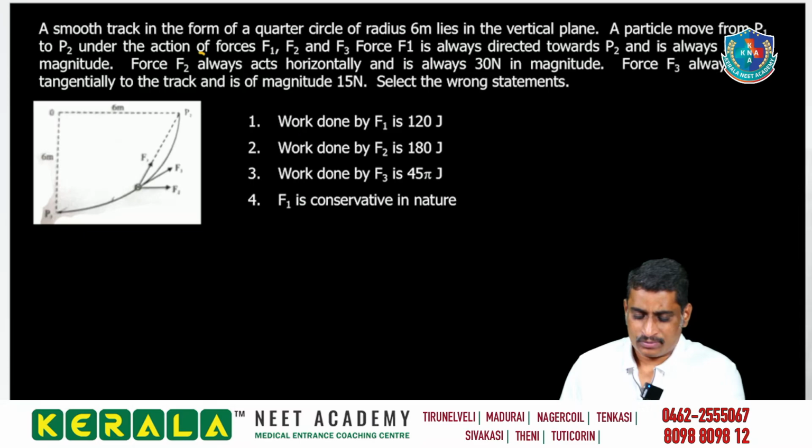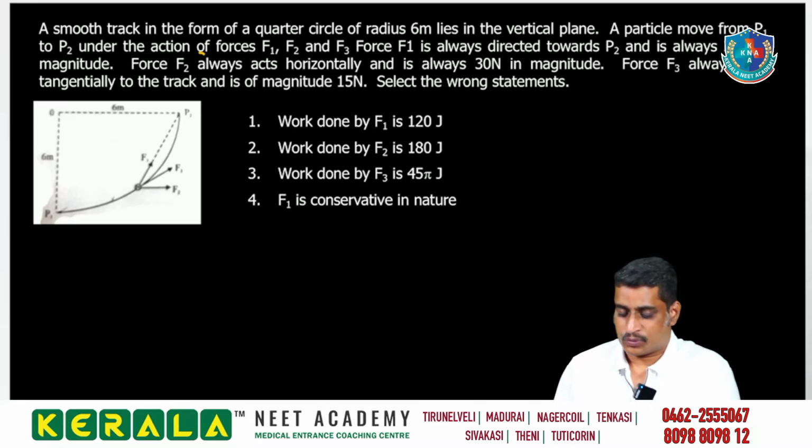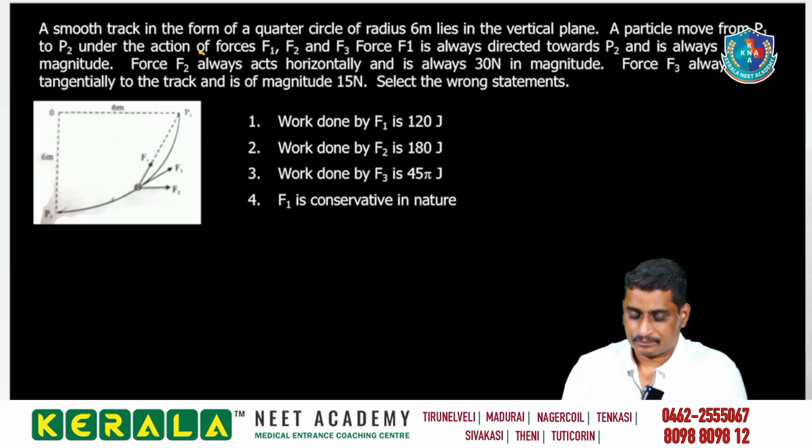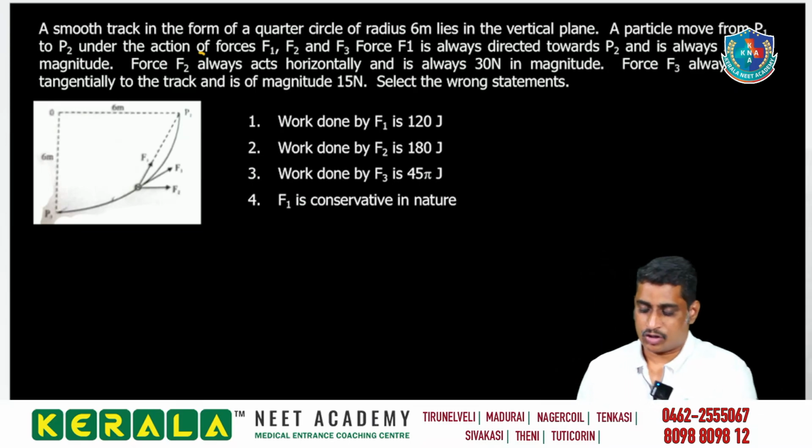Okay, the next question. A smooth track in the form of a quarter circle of radius 6 meters lies in the vertical plane. A particle moves from P1 to P2 under the action of three forces, always directed towards P2. Force F1 is always directed towards P2 and is always 20 Newton in magnitude. Force F2 always acts horizontally and is 30 Newton in magnitude. Then they are asking us to identify the wrong statement in this case.